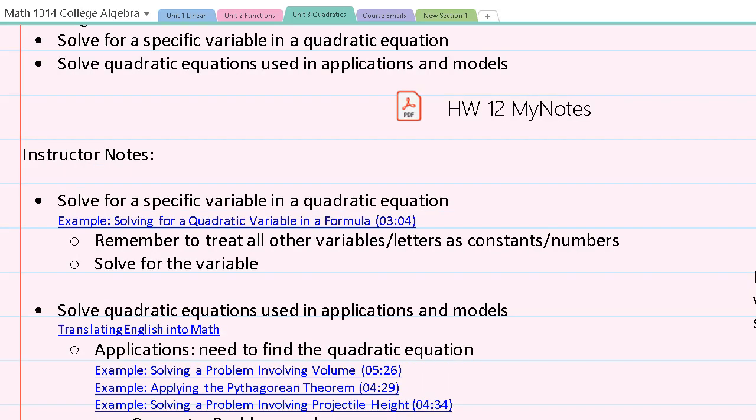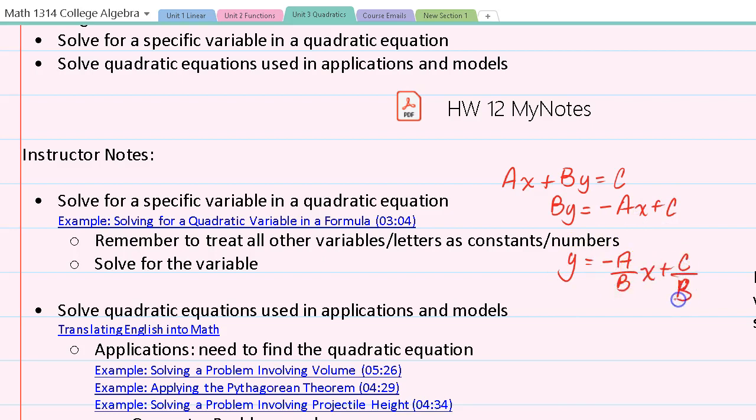Let's begin with solving for a specific variable in a linear equation. Recall that we did this in Unit 1, and an example we did was solving for y in the equation ax plus by is equal to c. In this situation, as well as in the ones that we will see in this unit, treat all other variables or letters as if they were constants or numbers and solve for this specific variable.